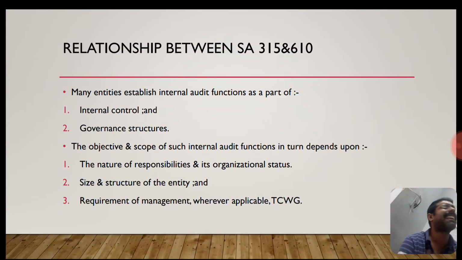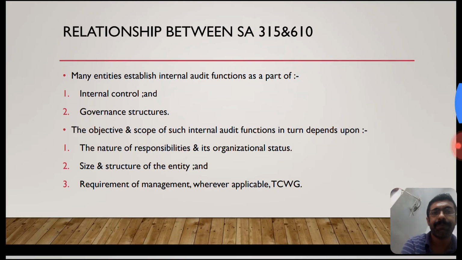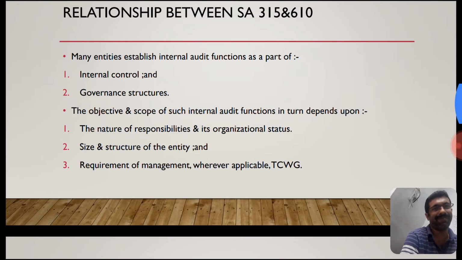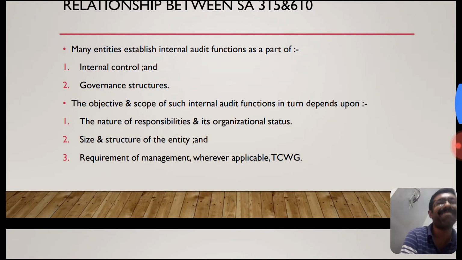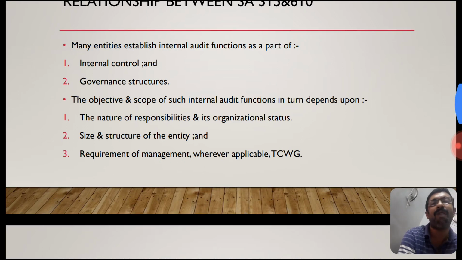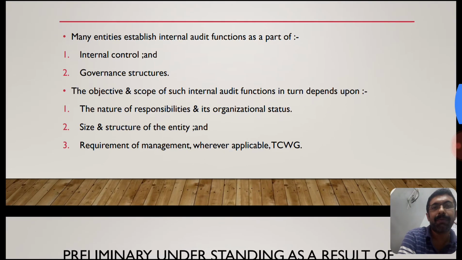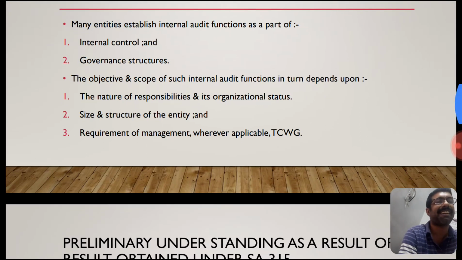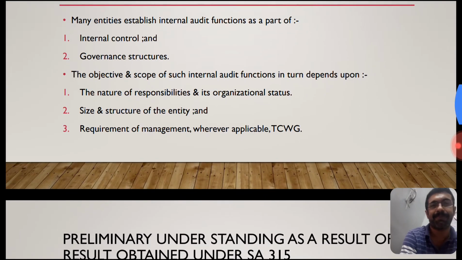Then there is a relationship between the risk assessment process and this standard. So we have to understand the internal audit function and the environment in which it operates. So that is the relationship established: how the internal audit function operates, what the internal controls are, and what the governance structure is. We have to understand that.